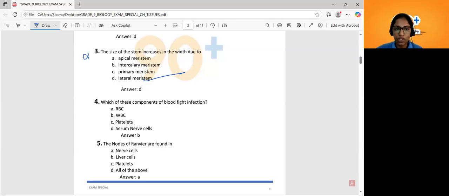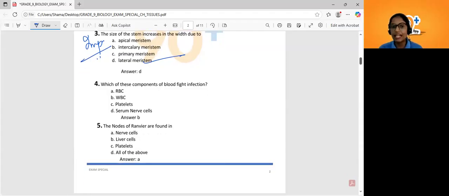So again, this is important. You have to study the function of apical meristem, intercalary meristem, and lateral meristem, where each is seen and what function it performs: which helps in increasing height, which helps in increasing the height between the nodes, which is seen in between the internodes. All are very important. So you have to go through it. So over here, the correct answer is option D, that is the lateral meristem, which helps in increasing the width of the stem.